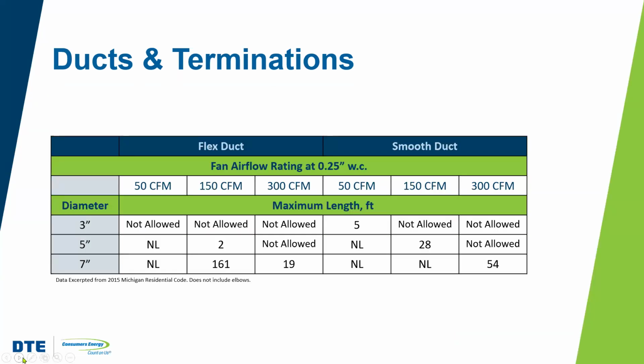You also want to make sure that your ducts meet the limitations for length, right? Longer ducts tend to have more resistance, and they can reduce system effectiveness. They can reduce efficiency. So we want to make sure that we adhere to the length limitations for ducts and terminations.